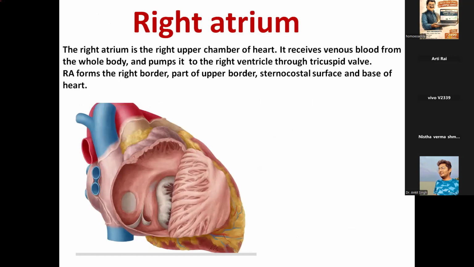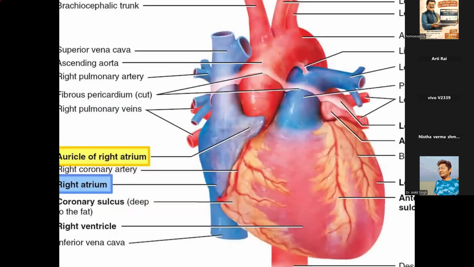Let's take the chambers one by one and see what important aspects can be asked in MCQs. So first, we take the first chamber, that is the right atrium. Over here, this is the anterior view. You can see this whole area from the opening of the superior vena cava up to the inferior vena cava. This whole portion is the right atrium. This is a small ear-like extension of the right atrium. We call it the right auricle. So this is the whole of the right atrium.